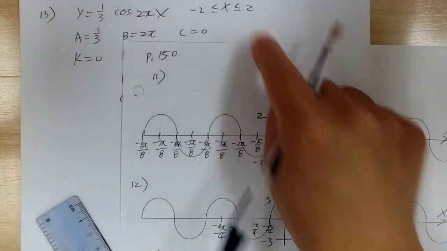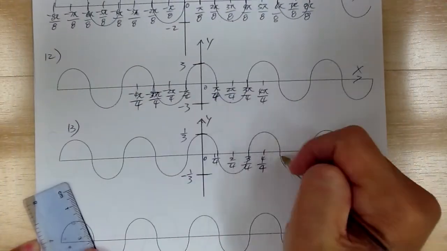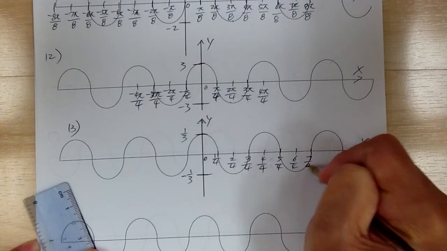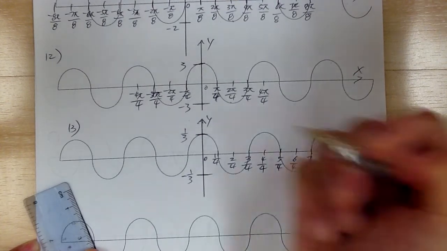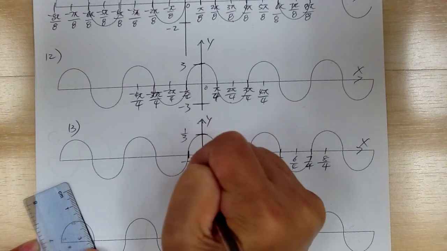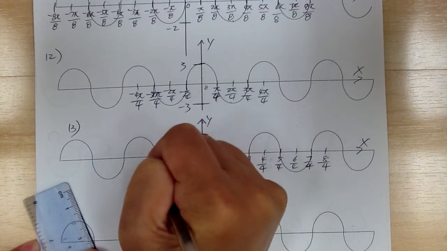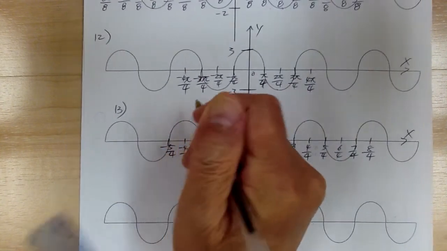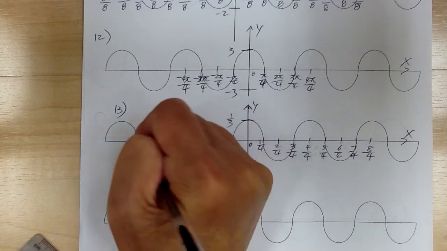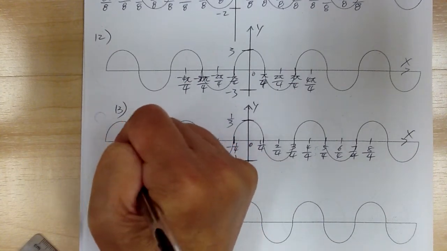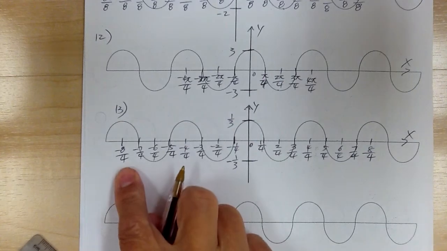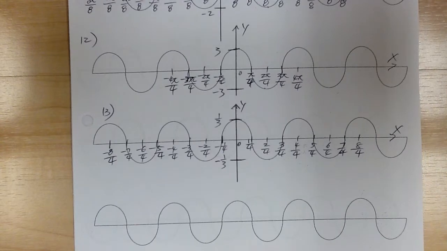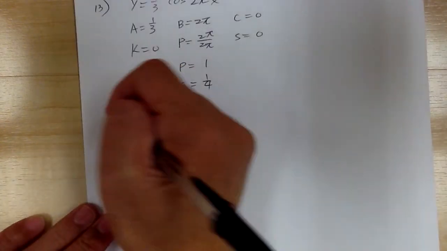Okay, you have to go all the way up to 2, so you have to keep going. So it'll be 5/4, 6/4, 7/4, 8/4. And you have to go all the way to -2, so -1/4, -2/4, -3/4, -4/4, -5/4, -6/4, -7/4, -8/4, and that's your stop. Okay, so that's number 13. Okay, now let's go to number 14.